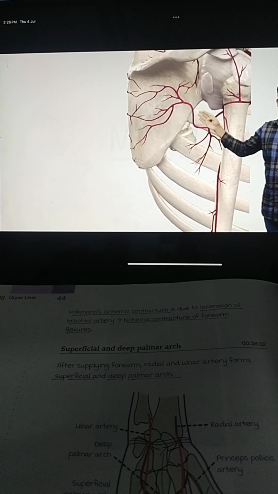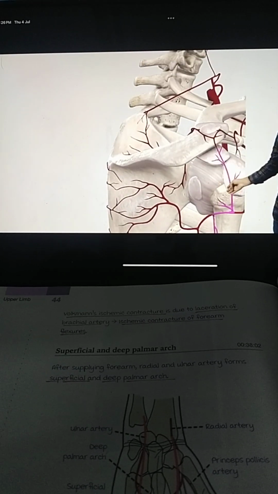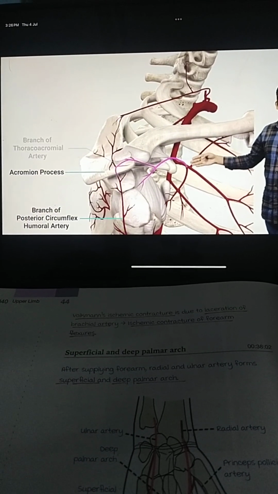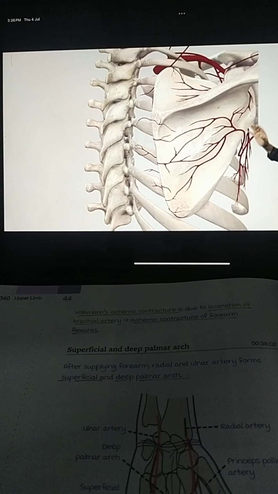Now this is the acromion process, and above that you are seeing this is the posterior circumflex humeral. The posterior circumflex humeral is giving a branch. And we are also seeing the thoracoacromial artery, that is also giving a branch to the acromion process. Now we see the anastomosis one by one.